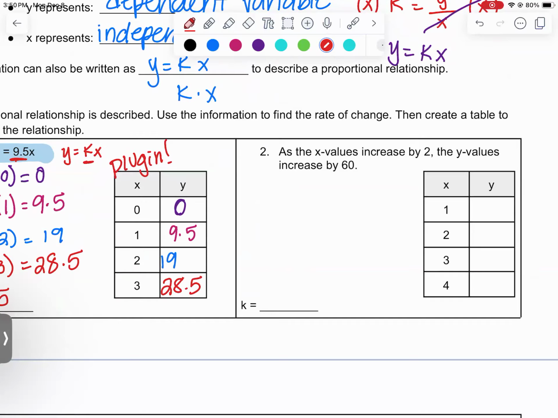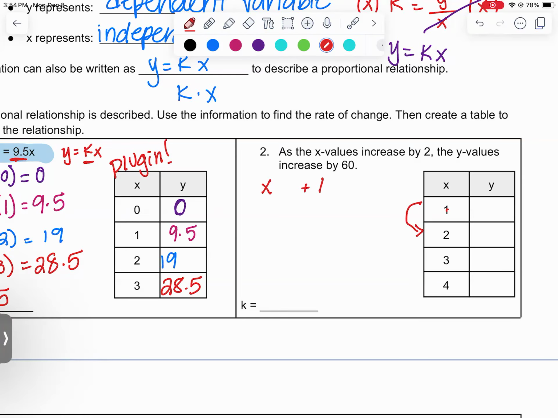Let's look at question 2. As the x values increase by 2, the y values increase by 60. So, if I am looking here, okay, perfect. Let's see. So I said as the x values increase by 2, the y values increase by 60. So let's go ahead and actually figure that out because right here, I see my x values, they're increasing by 1.